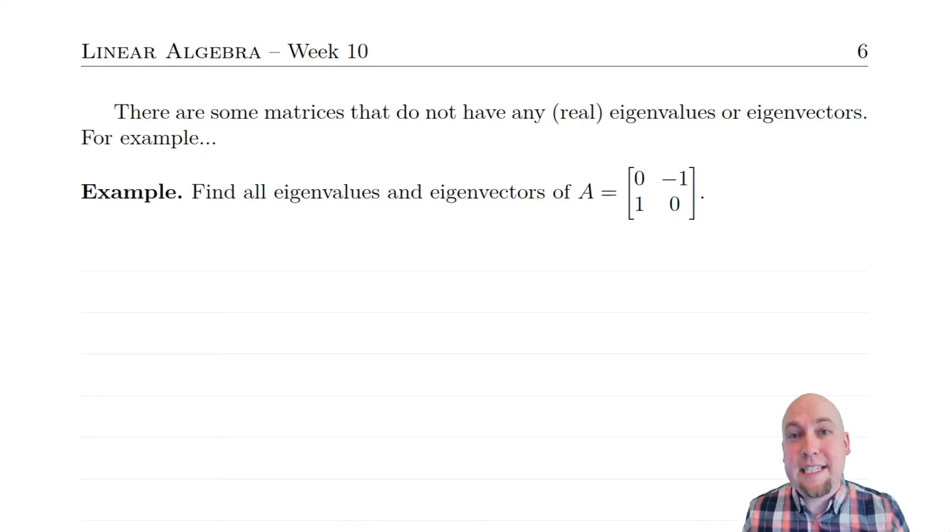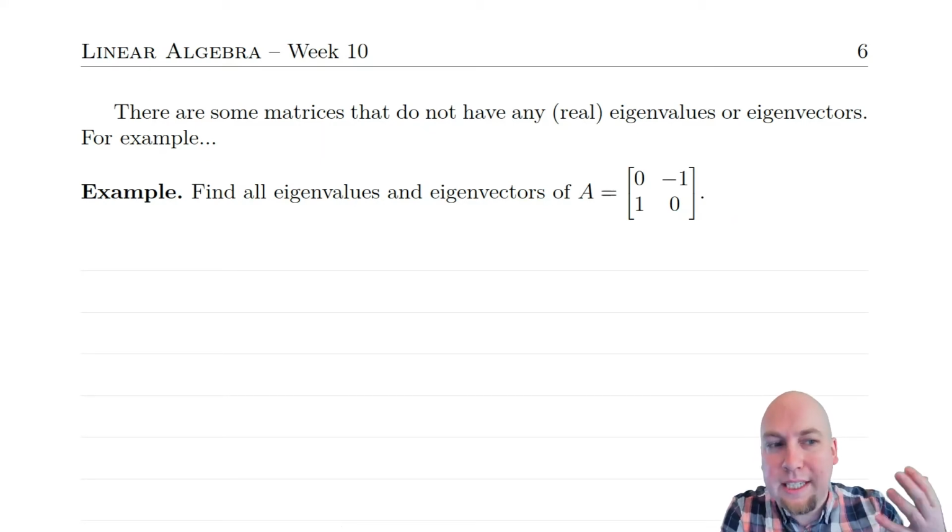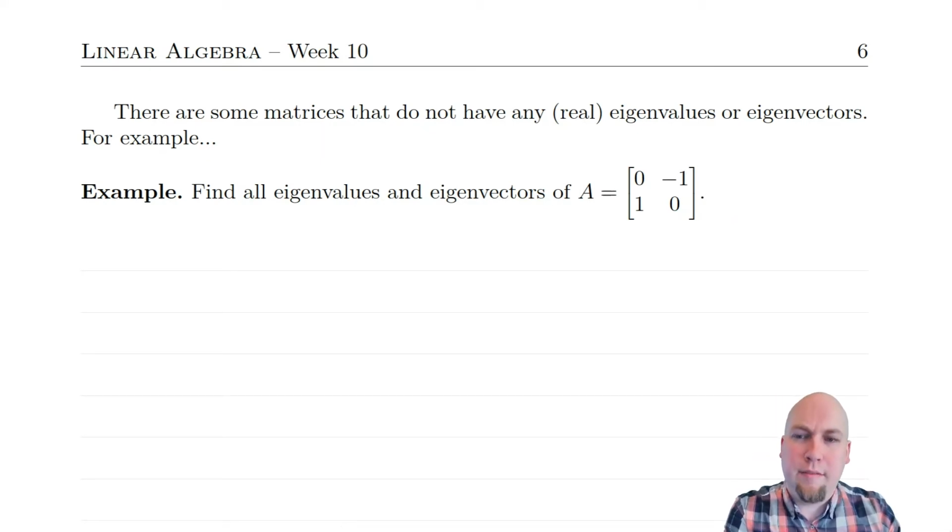In today's class, we're going to continue talking about eigenvalues and eigenvectors, but we're going to focus on something in particular that can go wrong with eigenvalues and eigenvectors. And then we're going to talk about how we can fix that up. Okay, so let's dive right into an example that will illustrate what can go wrong with eigenvalues and eigenvectors.